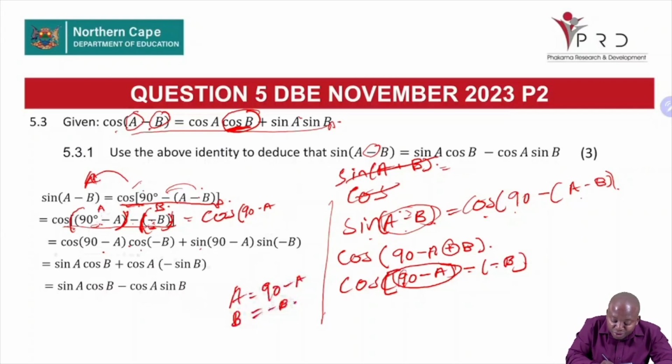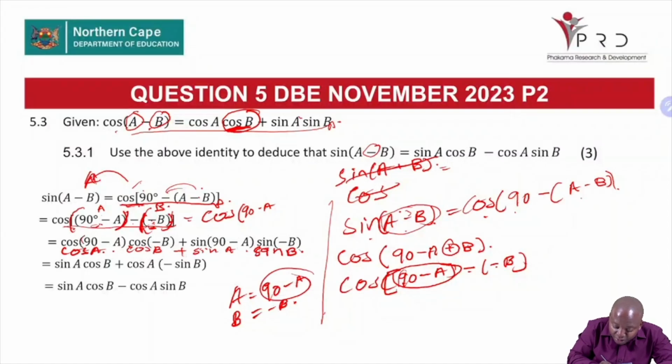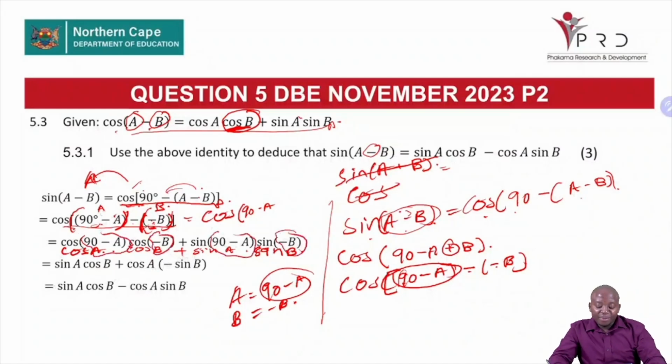So this is just as simple as that. In this equation here, what we did was simply cos a times cos b plus sine a times sine b. Just that our a is 90 minus a in this case, and our b is negative b. Our a again is 90 minus a. Our b is just negative b in that case.